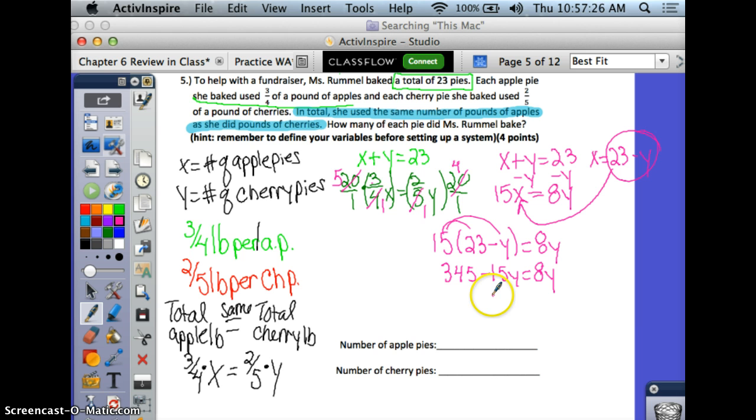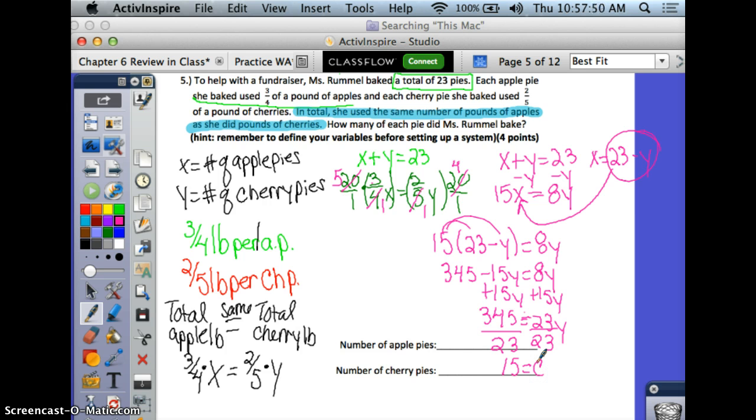You have to get your y's on the same side. So add 15y to both sides, and you get 345 equals 23y. Divide both sides by 23, and magically, we get the wonderful number of 15 equals y. So she made 15 cherry pies.